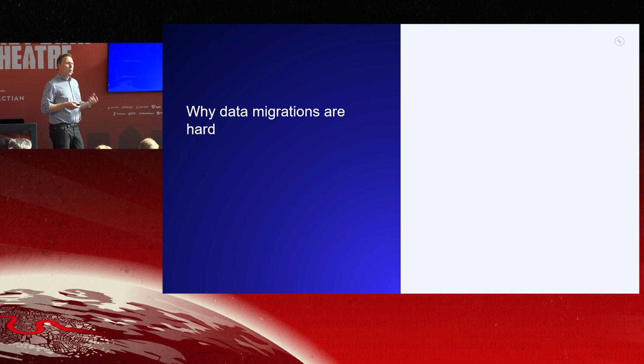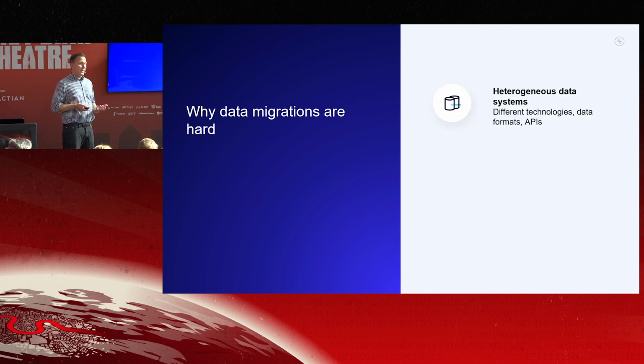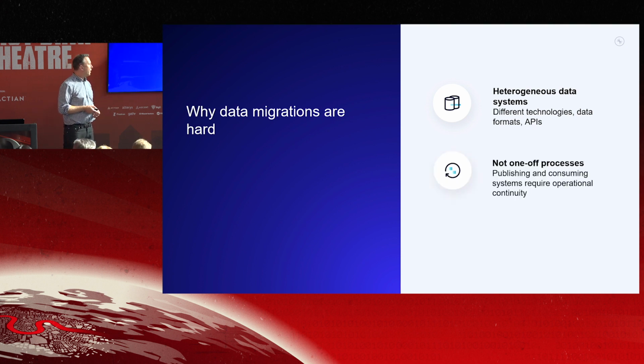So let's take a look at some of the reasons that data migrations are always hard. Firstly, you've got heterogeneous data systems. You're typically talking about different technologies between the source and the target. You're looking at different data formats. Data has to be reshaped from the source system to the target system. And you've got different APIs for the systems that interface with that data that they then have to adopt. These are typically not one-off processes. That may have worked 20 years ago. It doesn't work now. The publishing and consuming systems for this data require operational continuity.